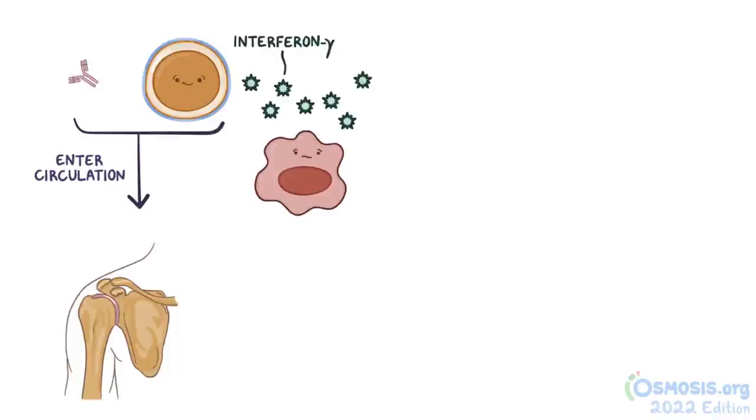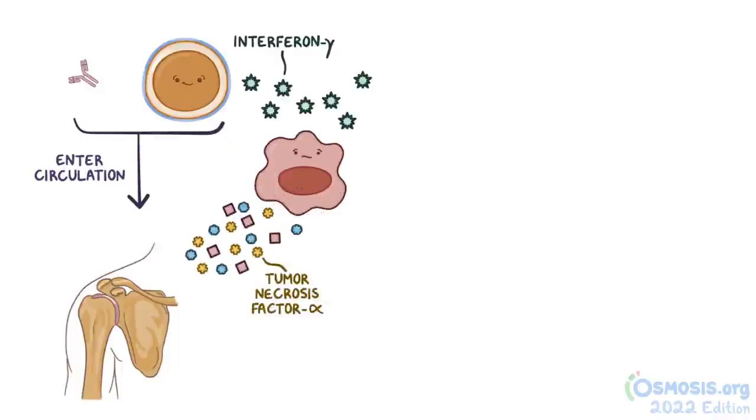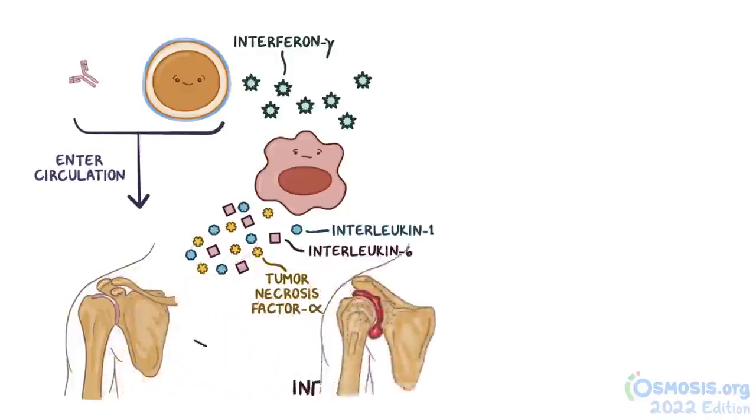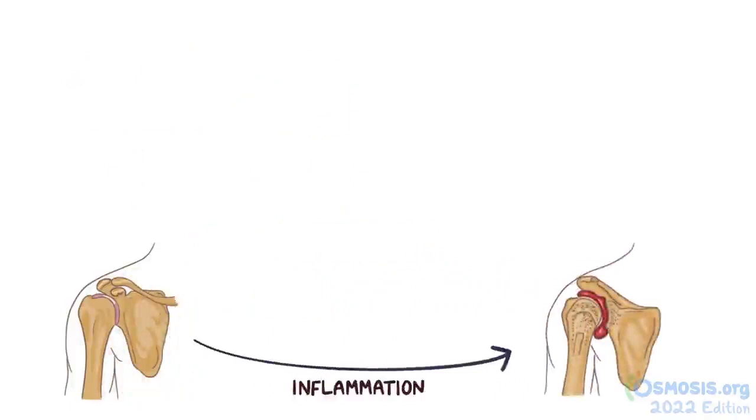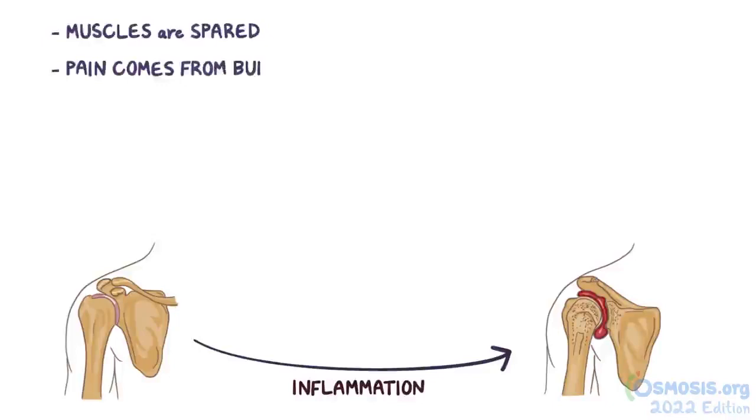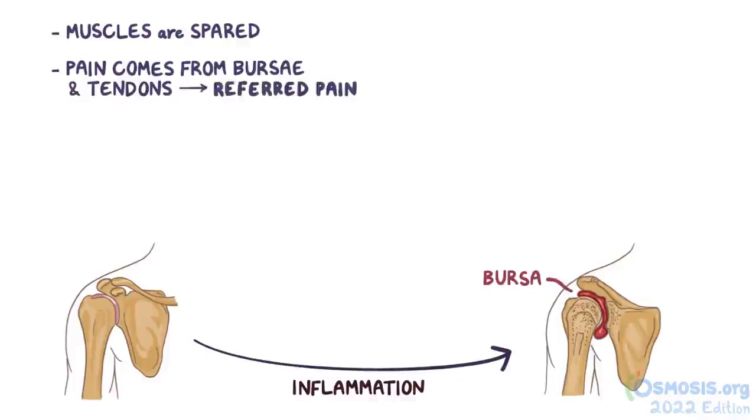Macrophages head over to those joints and produce inflammatory cytokines, like tumor necrosis factor alpha, or TNF-alpha, interleukin-1, and interleukin-6, which together with the T cell's cytokines promote inflammation of the joint lining. Now, although it's called polymyalgia, the muscles themselves are not inflamed and actually appear normal on biopsy. Instead, the pain comes from structures surrounding the joints, like the tendons and bursae, rather than the joints themselves, and that affects nearby nerves in the muscle, called referred pain.